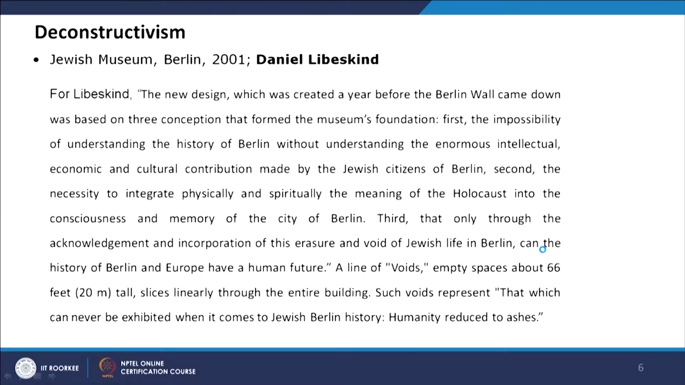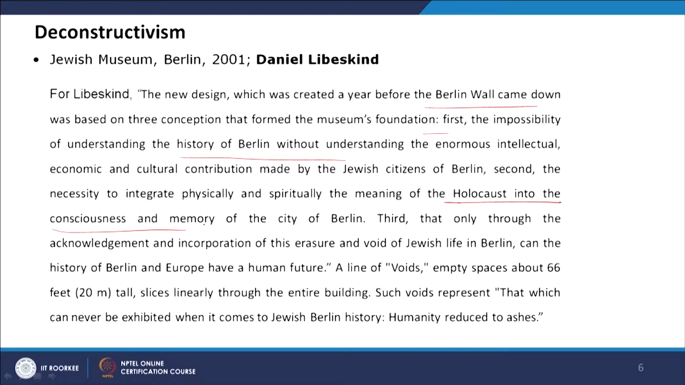It talks about the creation of the Berlin Wall and its history, and how Germany was divided and then came together again. The first thing he is depicting through the design is the history of Berlin and the intellectual impact of the Jews on Berlin. Then there's another thing, the Holocaust, which this building talks about.